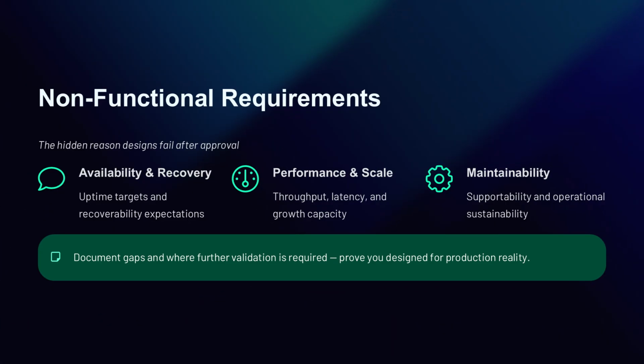With views selected, you now elevate non-functional requirements because they are where many projects collapse after approval. You capture expectations for availability, recoverability, performance, scalability, maintainability, and supportability. You show how the design intends to meet these expectations at a high level, and you note where gaps exist or where further validation is required. This makes the document defensible because it shows you designed for production reality, not just feature delivery.